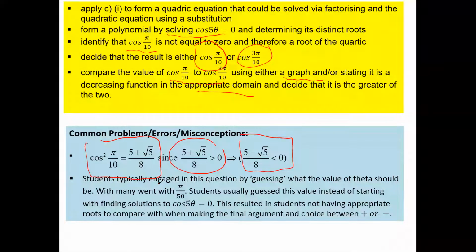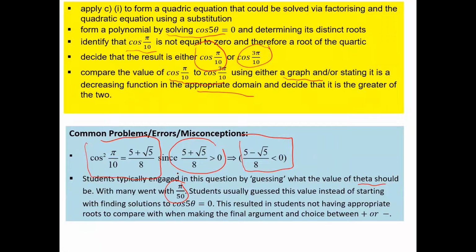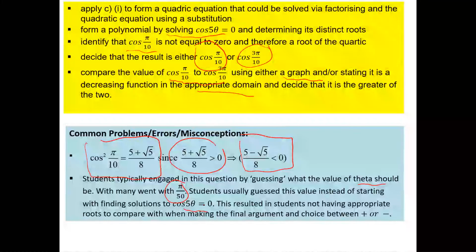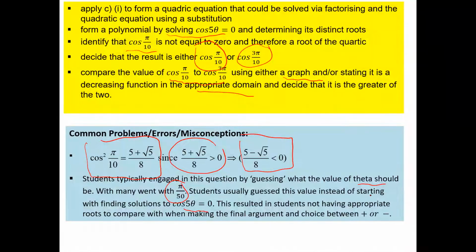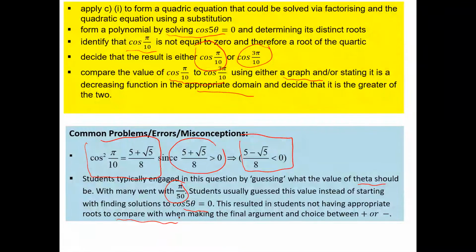Students actually engage with this question by guessing what the value of theta should be, but all they're doing is just guessing. Many guess the angle to be pi on 50 because of the 5 theta leading to pi on 10. Students usually guess these values because of the starting values and finding the solution to cos 5 theta equals 0. This resulted in students not having appropriate roots to compare when making the final argument, the choice between plus or minus.